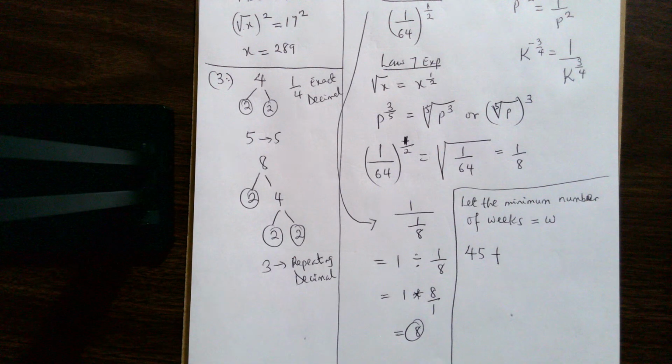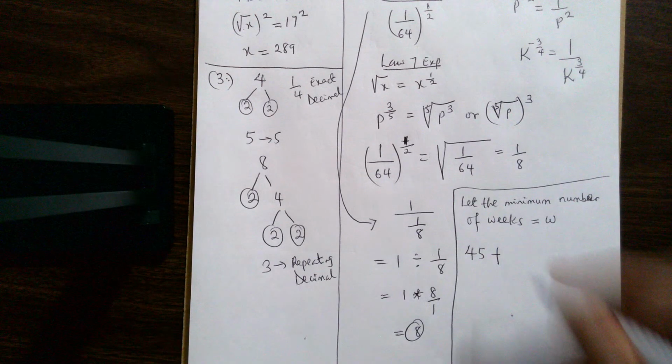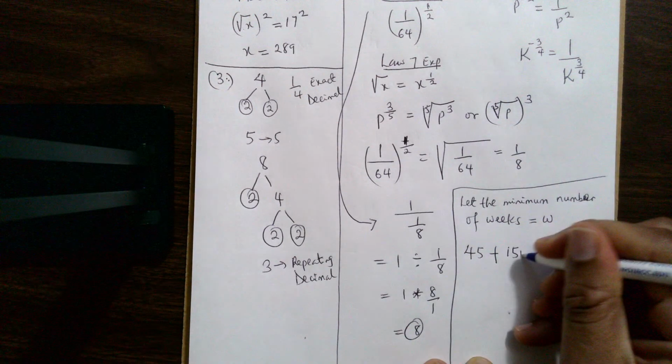Per week. So for 1 week, she will save $15. For 2 weeks, she's gonna save what? $30. How did you get 30? That is 15 plus 15, which is 15 times 2. For 3 weeks, she will have 15 times 3, which is $45. For 4 weeks, she will have 15 times 4. For W weeks, she will have 15 times W.